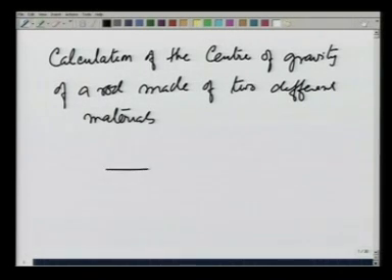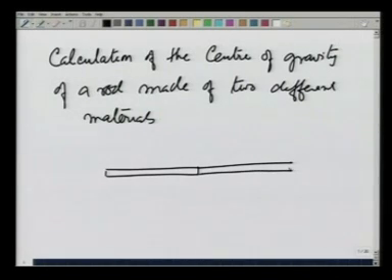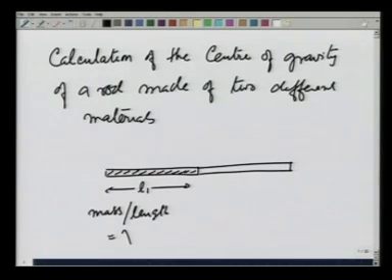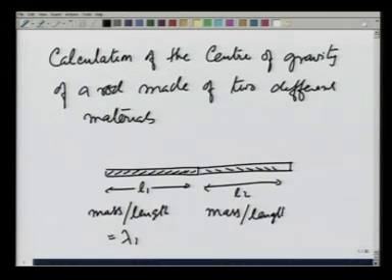So, we take a rod which is made of two different materials. One material here is of length L1 and its mass per unit length is lambda 1. The other rod here is of length L2 and its mass per unit length is lambda 2. We wish to calculate its center of gravity.